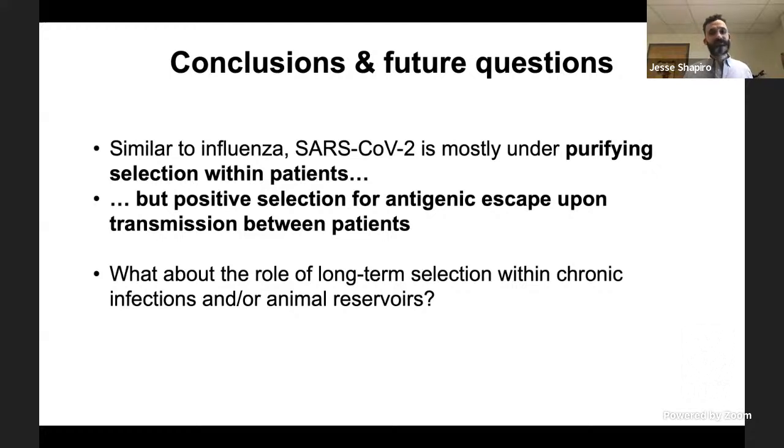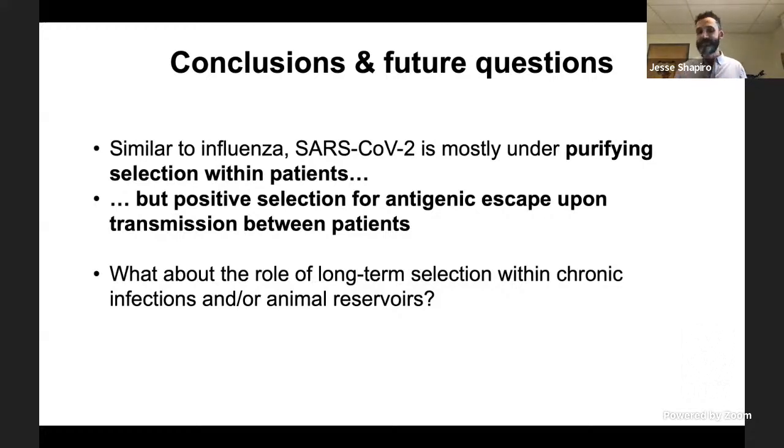So lots of future questions. I'm not going to list them all, but I should say that all of this data from NCBI, right, is sort of the average infection, which tends to be mild, tends to be acute, and probably doesn't sample a lot of long-term selection in chronic infections. So this could be very important. You actually could get very different patterns in a long-term infection.